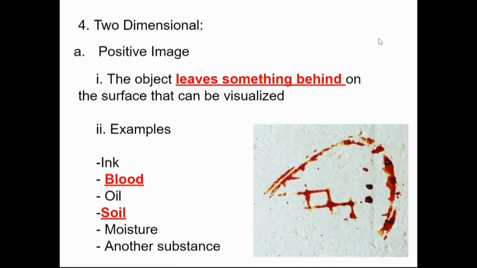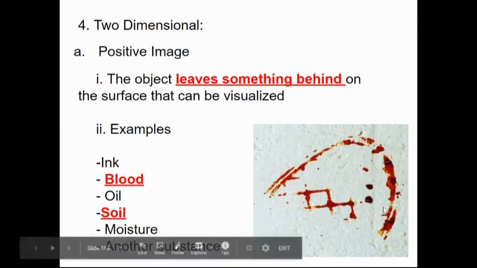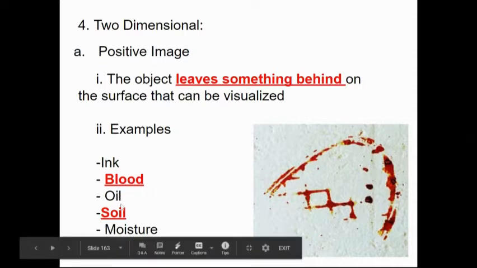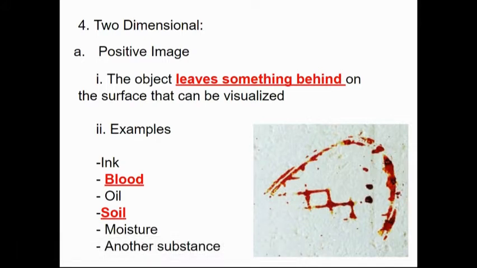For two-dimensional, there's a couple of different ways to look at this. A positive image is considered when an object leaves something behind on a surface. So here, you can make your guess at what this is. You can probably tell, but we might look at ink being left behind, blood, oil, soil, actually moisture until it dries. Looking at this picture here, obviously, this is blood from a partial shoe print. And we talked about blood patterns, so this is being left behind.